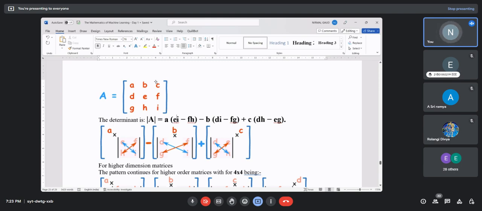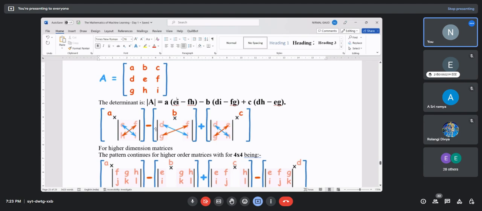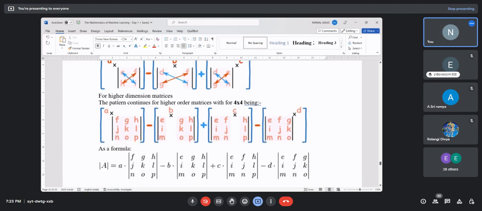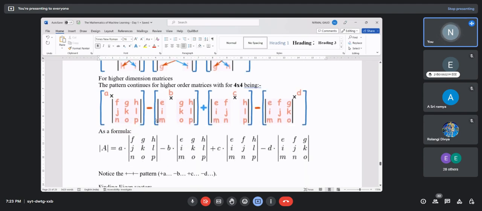Then when I consider C, I need to hide this row and this column, and just multiply D into H and G into E. That's it. And here is your result. This is how you need to perform it. The same pattern is followed for high order matrices. If I need to calculate the determinant, the same pattern is followed. There is no change in the pattern.